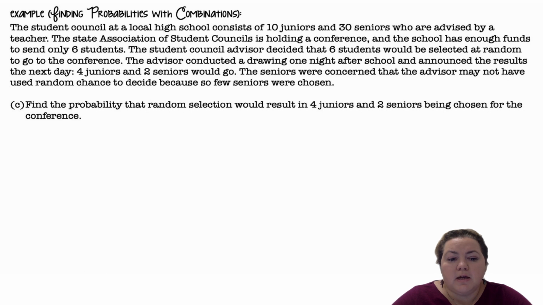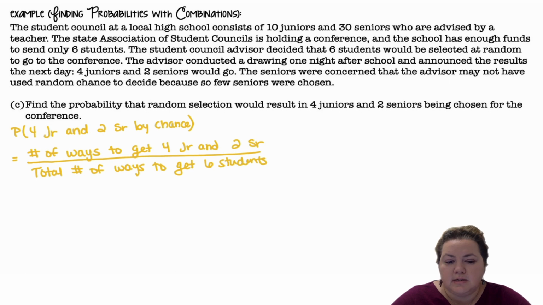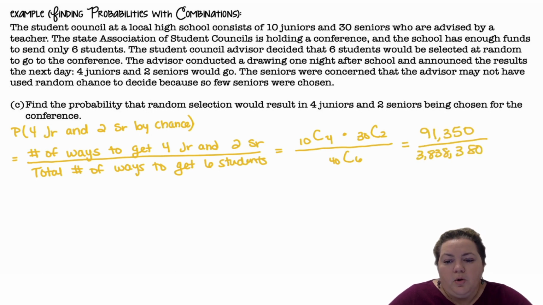Now find the probability that random selection would result in 4 juniors and 2 seniors being chosen for the conference. So I'm going to do the probability of 4 juniors and 2 seniors by chance, which is the part we found in Part B, divided by the total number of ways to get 6 students. So we have 10 choose 4 times 30 choose 2, which is what we did in Part B, over 40 choose 6, which is what we did in Part A. And we end up with approximately 0.024, or 2.4%.